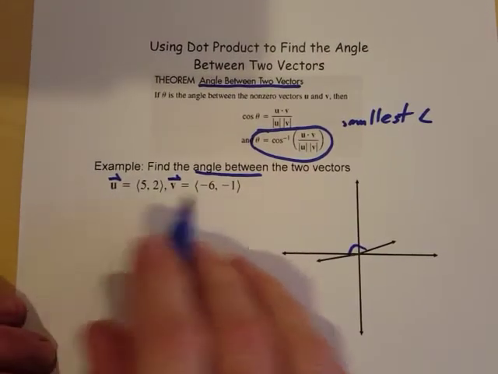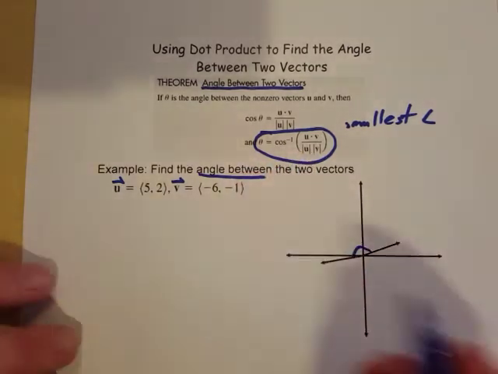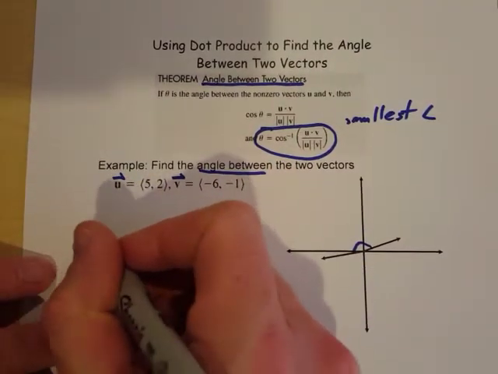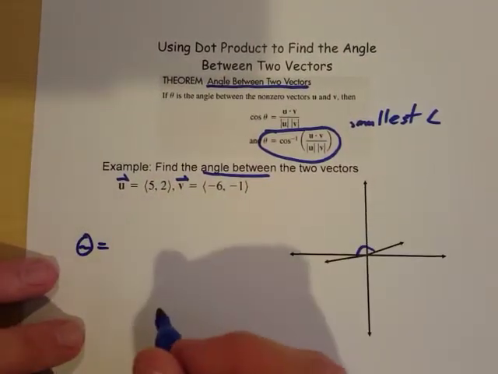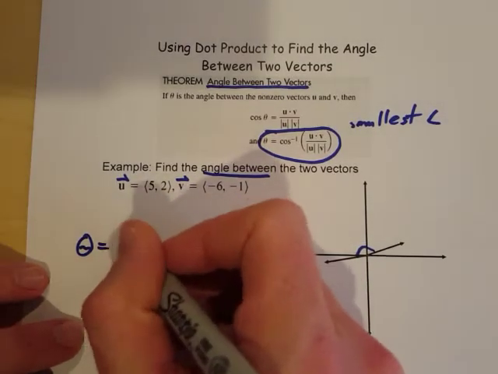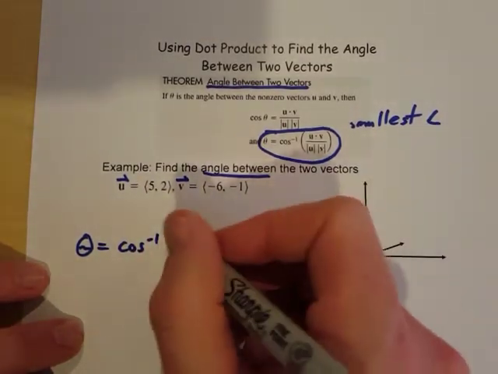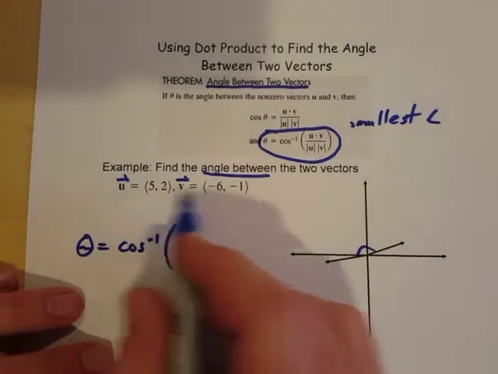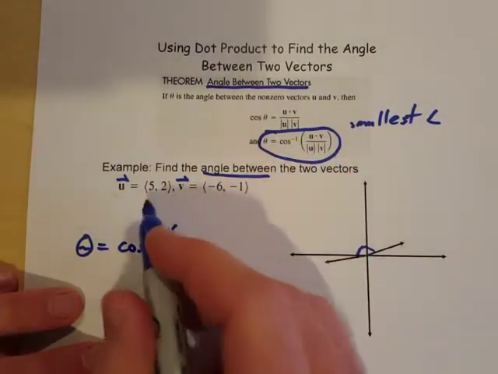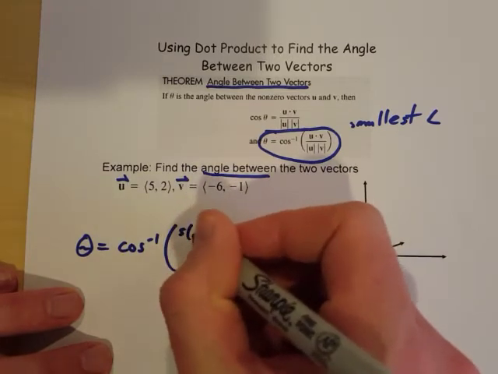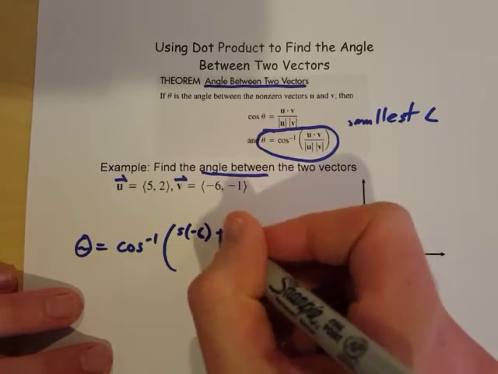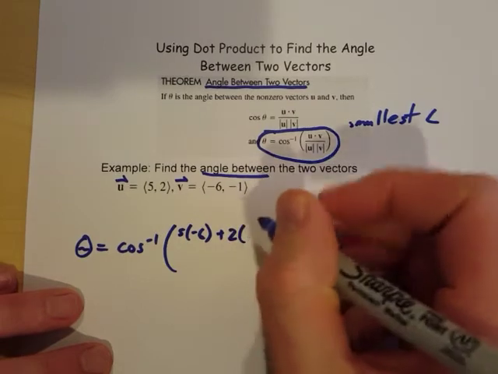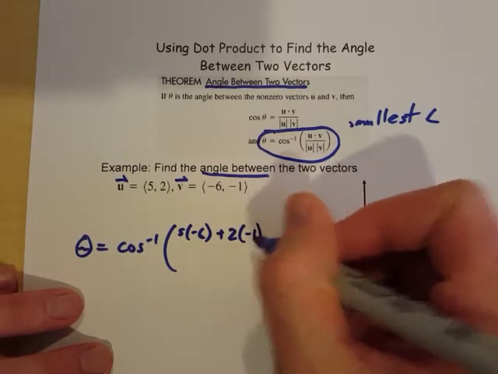So we have our two vectors. We've got to plug them into our formula. We're trying to find the missing angle, the angle between those two vectors. And so we do cosine inverse, and we just start plugging some stuff in here. We've got dot product on the top, u dot v. So 5 times -6 plus 2 times -1. That's going to go on top.